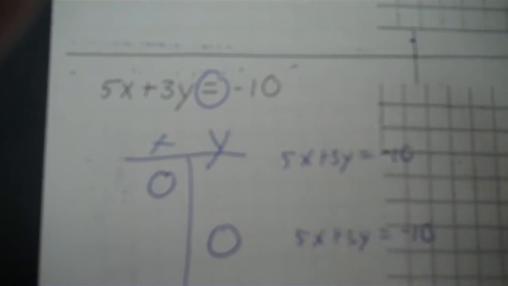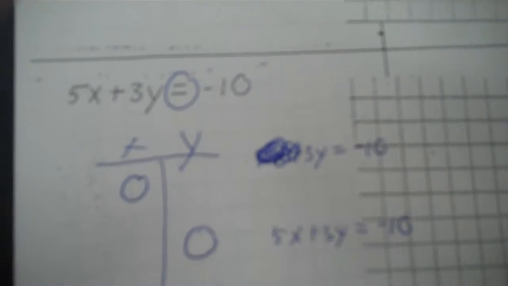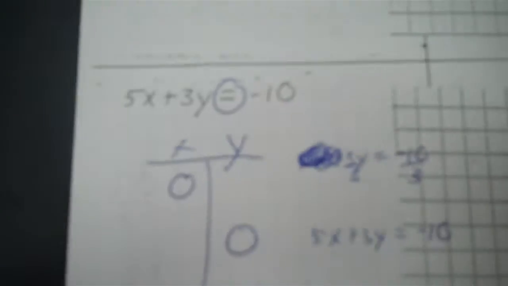So copy that equation down. 5 times x plus 3 times y equals negative 10. And then I'm going to do the same thing again. So if x is 0, get rid of the 5x. The reason you get rid of it is because if you put a 0 in for x, 0 times anything is 0. So 3 times y equals negative 10. So let's divide by 3. So negative 10 divided by 3. That's going to be negative 3.3 repeating.